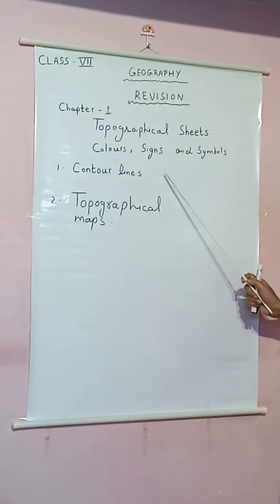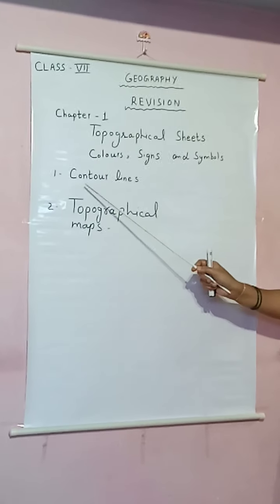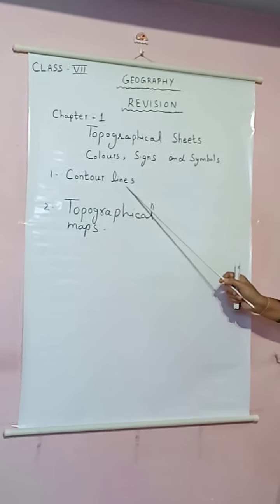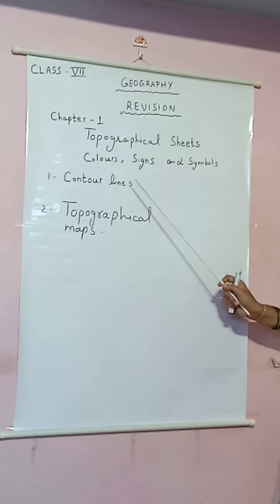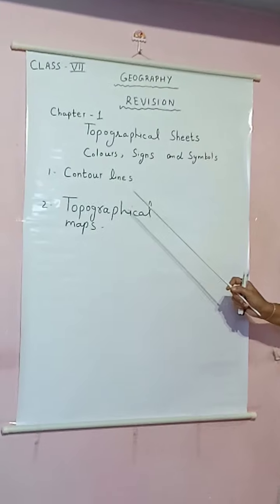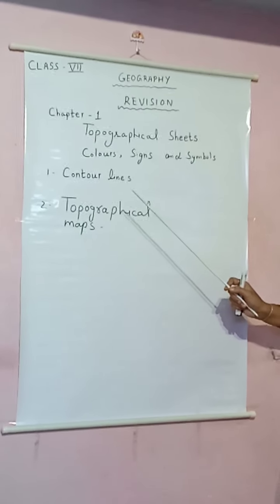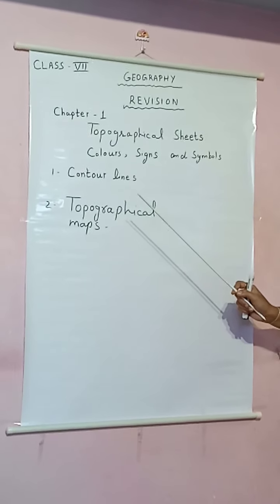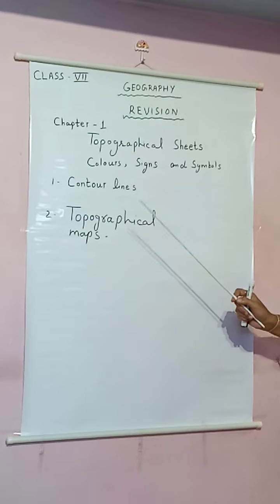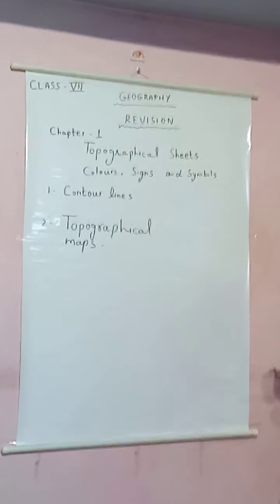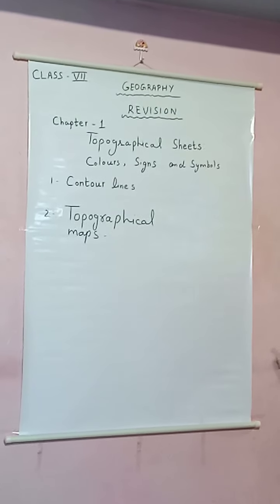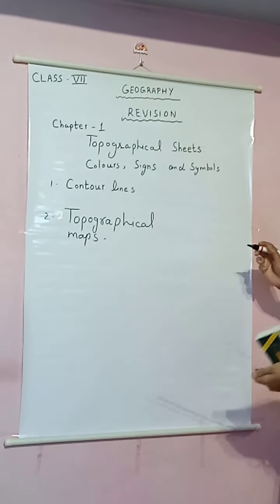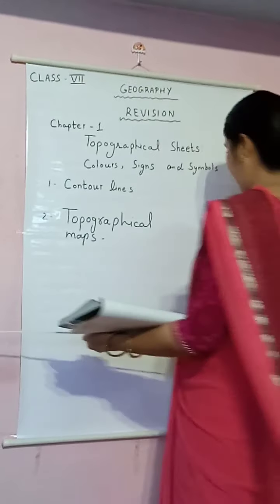In this chapter, we will study about the contoured lines. So what is the contoured lines? Contoured line is the imaginary lines that join points of equal elevation on the surface of the earth above or below a reference point such as mean sea level. So students, you can see this is a contour lines.